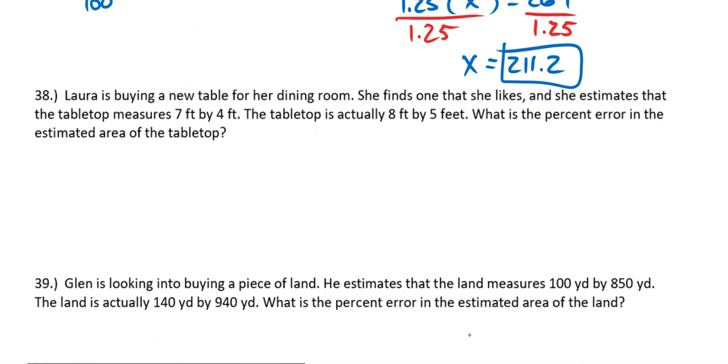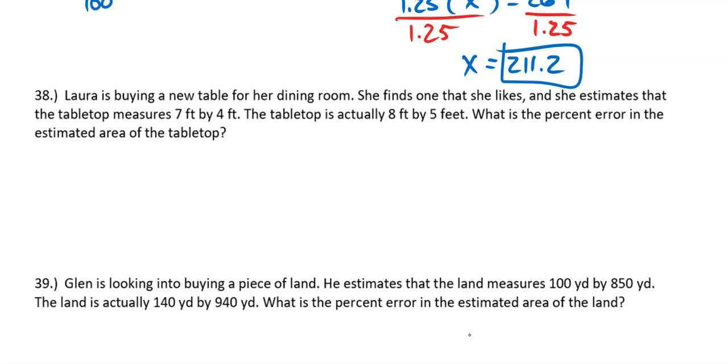If I look at this one, Laura's buying a new table for her dining room. She finds one that she likes, and she estimates that the tabletop measures 7 foot by 4 foot. The tabletop is actually 8 feet by 5 feet. What is the percent of error in the estimated area of the tabletop? And so basically we're just asking, by what percentage was she off in terms of the areas?